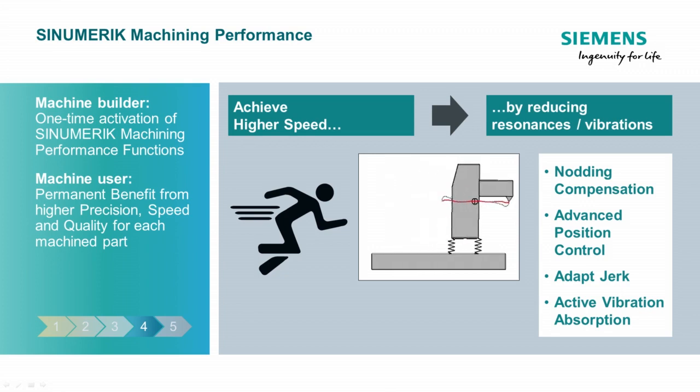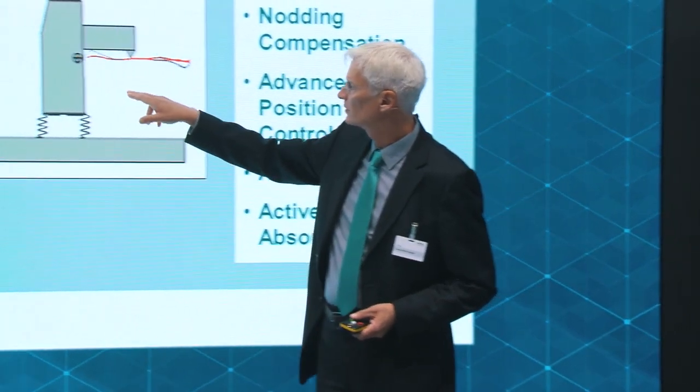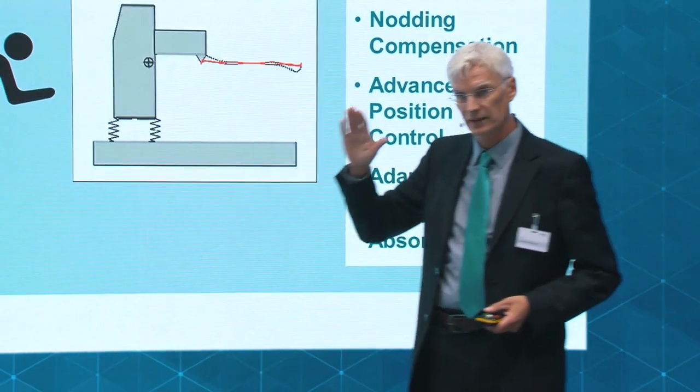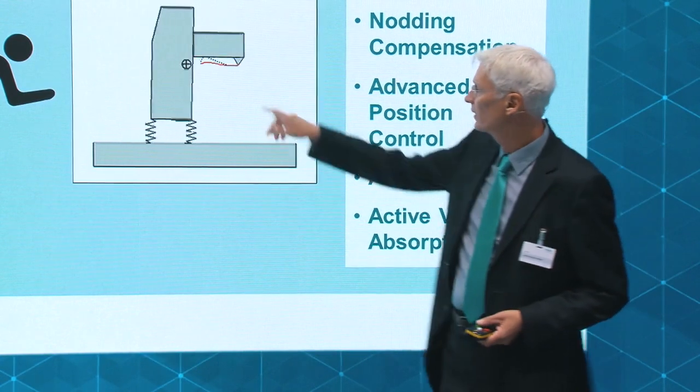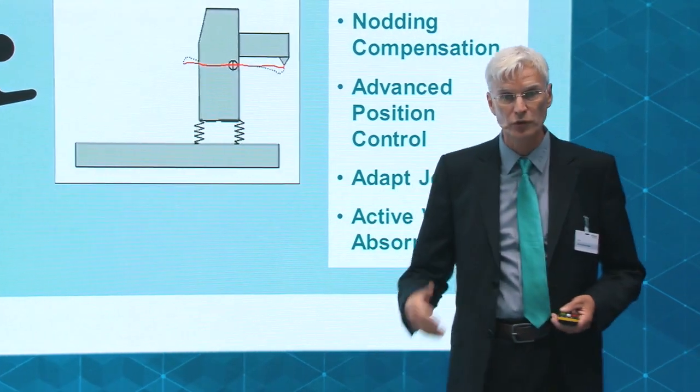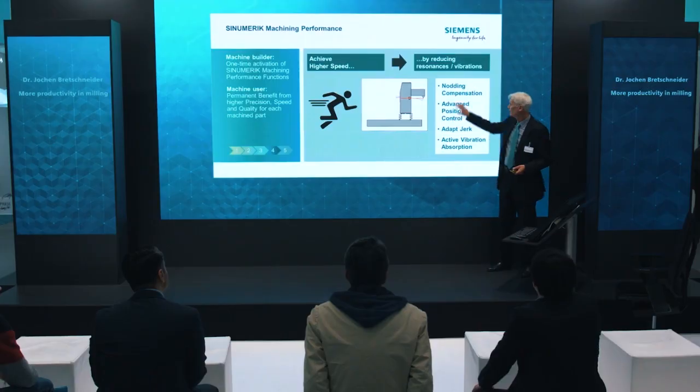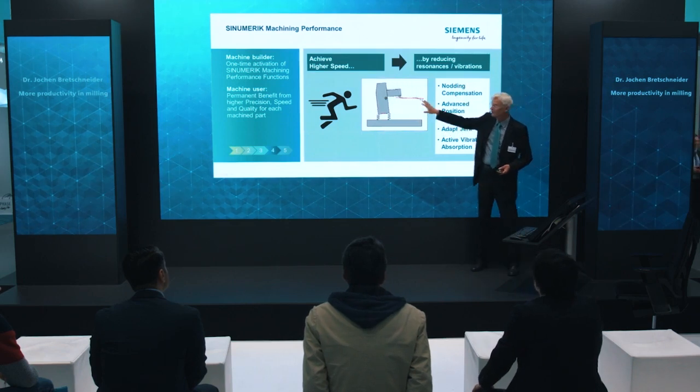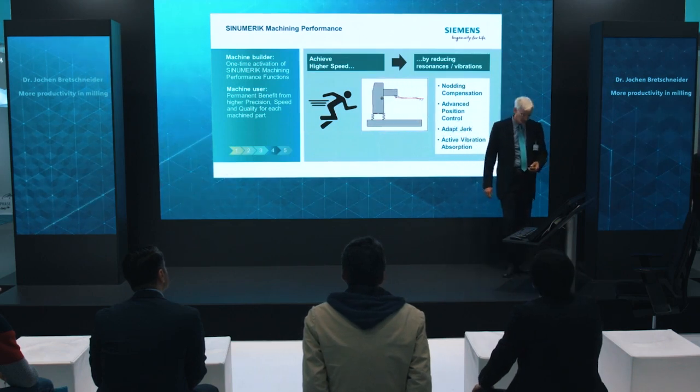That's, for example, this visualization of this nodding effect. Your machine starts to move, and whenever it accelerates or decelerates, you have deviations due to the pure inertia of the machine, and using the nodding compensation we can compensate for this effect.